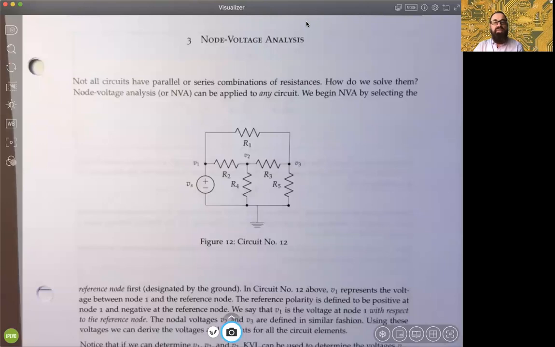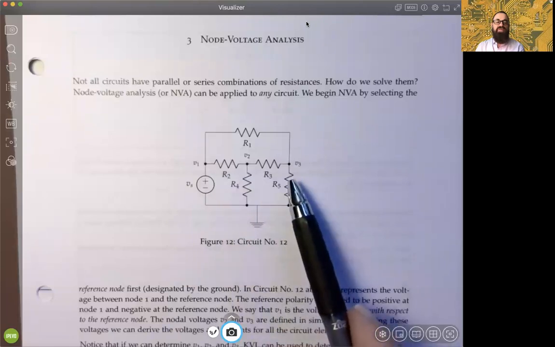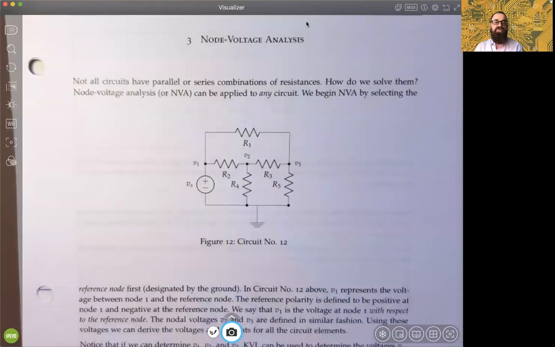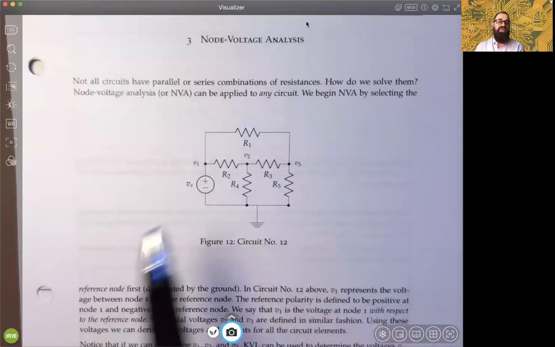And the nice thing about NVA is that you can apply this technique to any circuit. Again, it's not depending upon series or parallelism at all. And so we're going to start with this figure 12 circuit, circuit number 12 here. And if you look very carefully here, you can see, for example, that resistance 2 and 3, they're not in series because of resistance 4, and you can see 4 and 5 are not in parallel because of resistance 3. And so this is a classic example of a topology in which there is no series or parallelism, right?